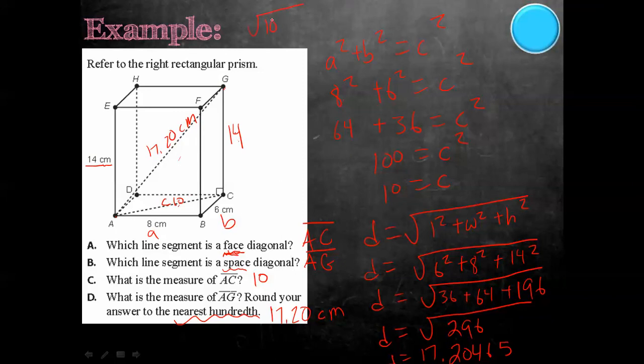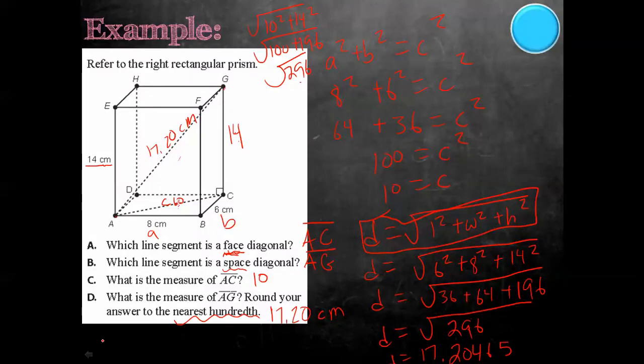And just real quick, if we had done it the other way, right, we could have said the square root of 10 squared plus 14 squared, which would have been the square root of 100 plus 196, which would give a square root of 296. So either way would have been fine. But normally, like I said, you're not given the face diagonal, so the quickest way is to use this formula right here. And that is the end of Prisms number 1.